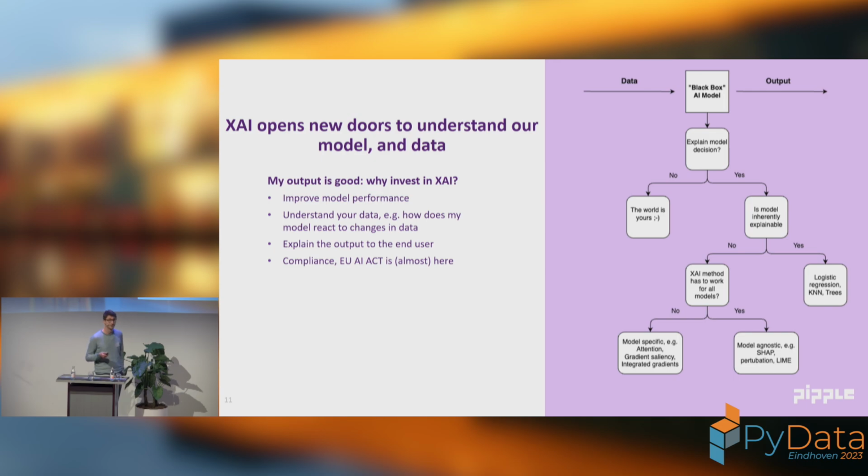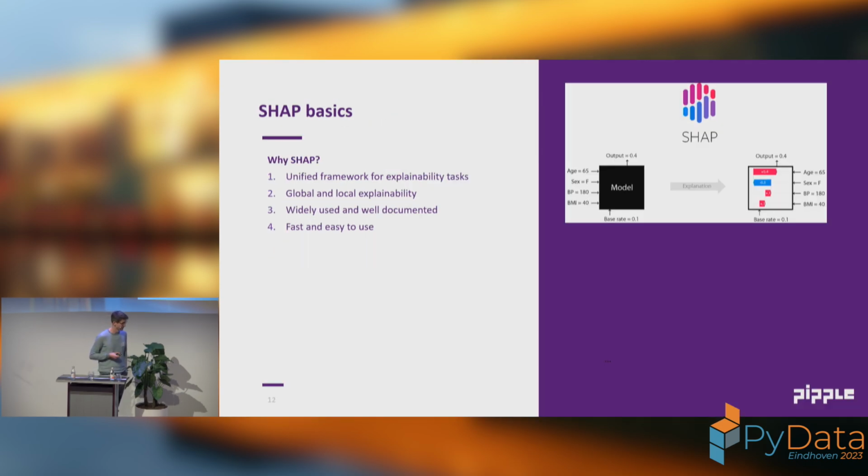The reason why we picked SHAP is that it's a very unified framework and can be used for many models. It's model agnostic, and we hope to scale this also into different solutions in the bank. It can be used for global and local explainability. It's by now quite widely used and well documented, so Stack Overflow is your friend. And it is relatively fast and extremely easy to use.